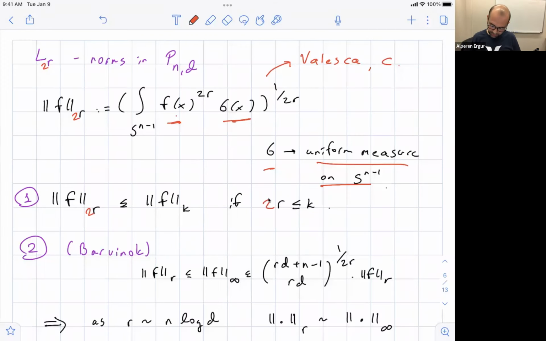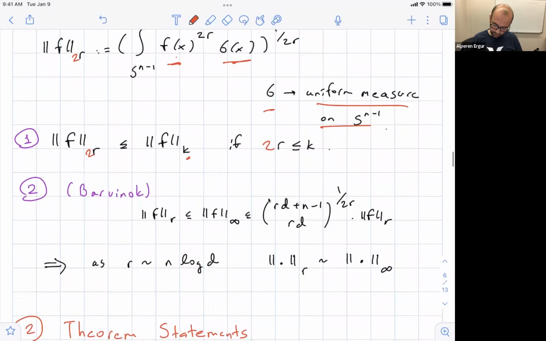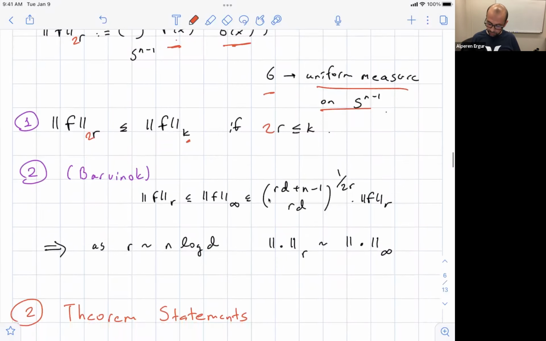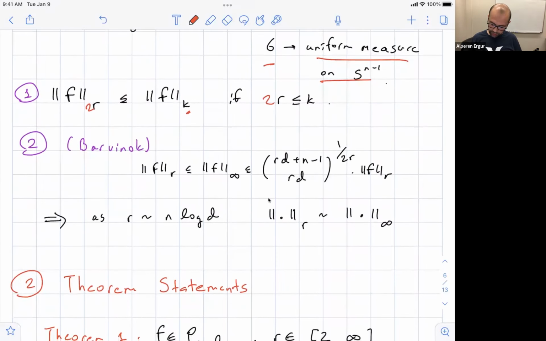Okay. So what do we know about these norms? As the subscript gets bigger, the norm gets bigger. This is correct for any function, not only for a polynomial. For polynomials, we have a better thing, an inequality due to Barvinok, which says that infinity is the biggest, of course, but the norms are nice enough that you can compare the L infinity norm with the other ones the other way around.